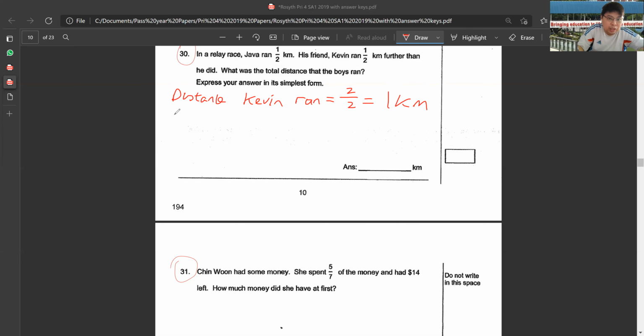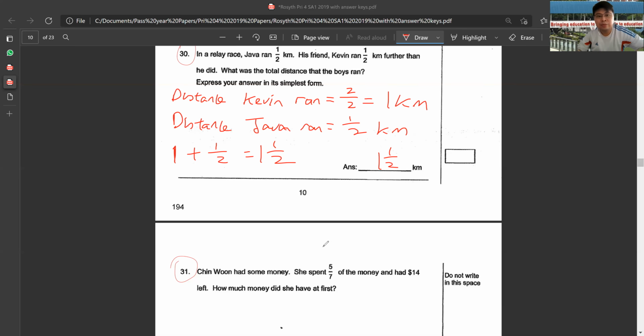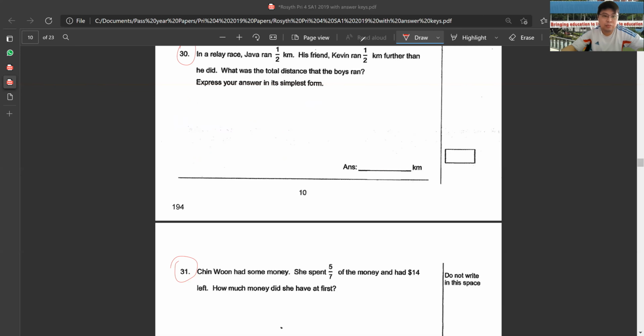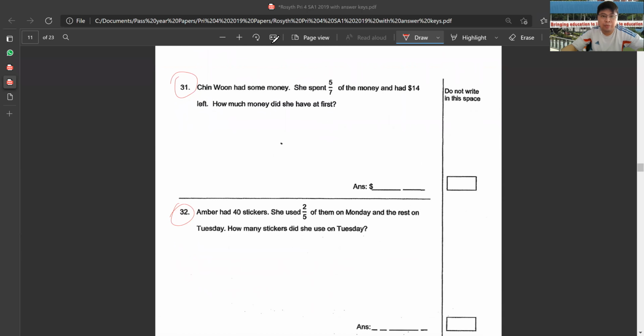Yeah. What's the distance that Java ran? The distance that Java ran is 1/2. 1/2 km. So altogether, they ran how many? They ran 2/2. No. 1 and 1/2. Understand? Yes. Okay. 1.5. Okay.